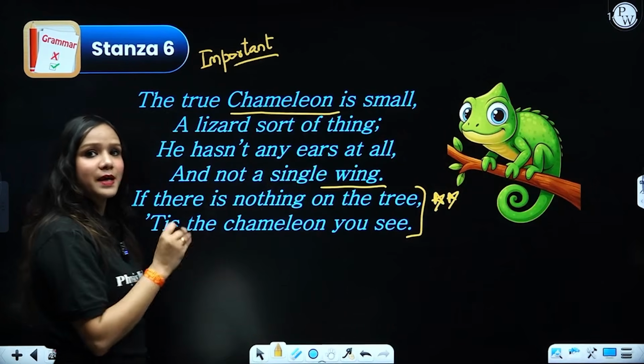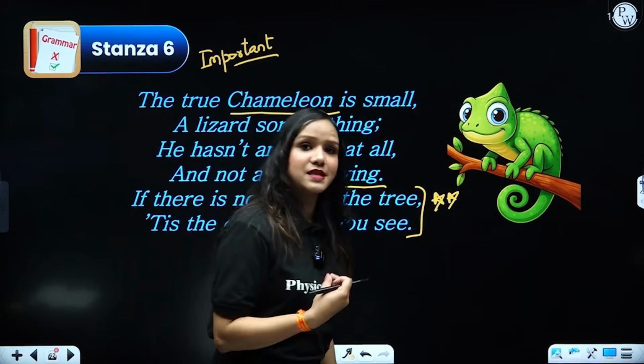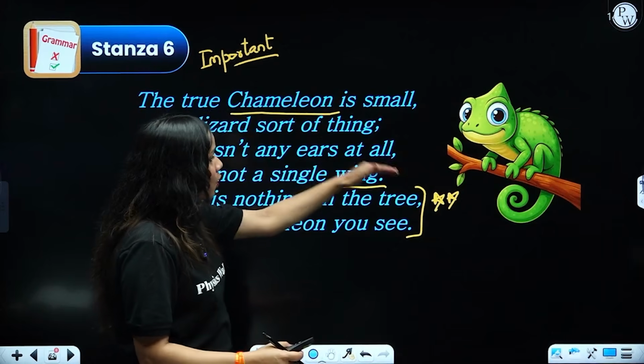First of all, you should know the rhyme scheme of the poem, as we have been discussing in every stanza, which is small thing, all wing, tree, sea.